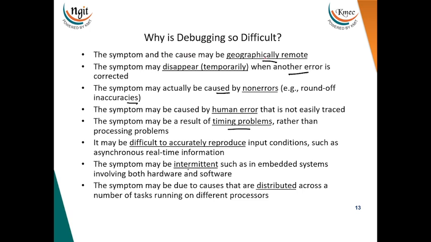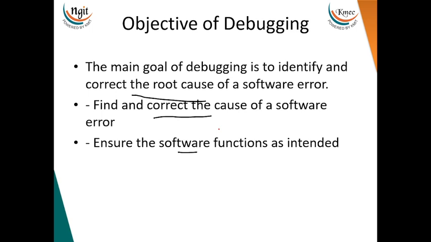The symptom and cause may be geographically remote. Somewhere down the line, it may have it. The symptom may disappear temporarily when another error is corrected. So whatever error is there can disappear and other errors will occur. The symptom may actually be caused by non-errors like round-off inaccuracy. It may be caused by human error or a timing problem. All this will come up.